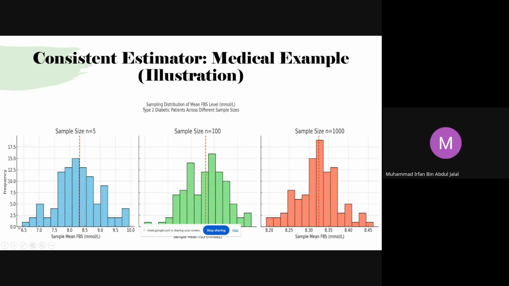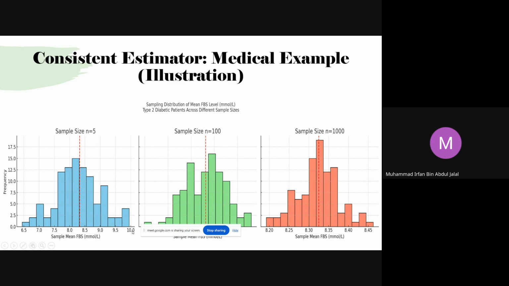As you can see here, the range here is pretty wide. It can be between 6.5 until 10.0. And then this line yang red ni is the actual population blood sugar level here. As you can see here, dia punya range tu besar.